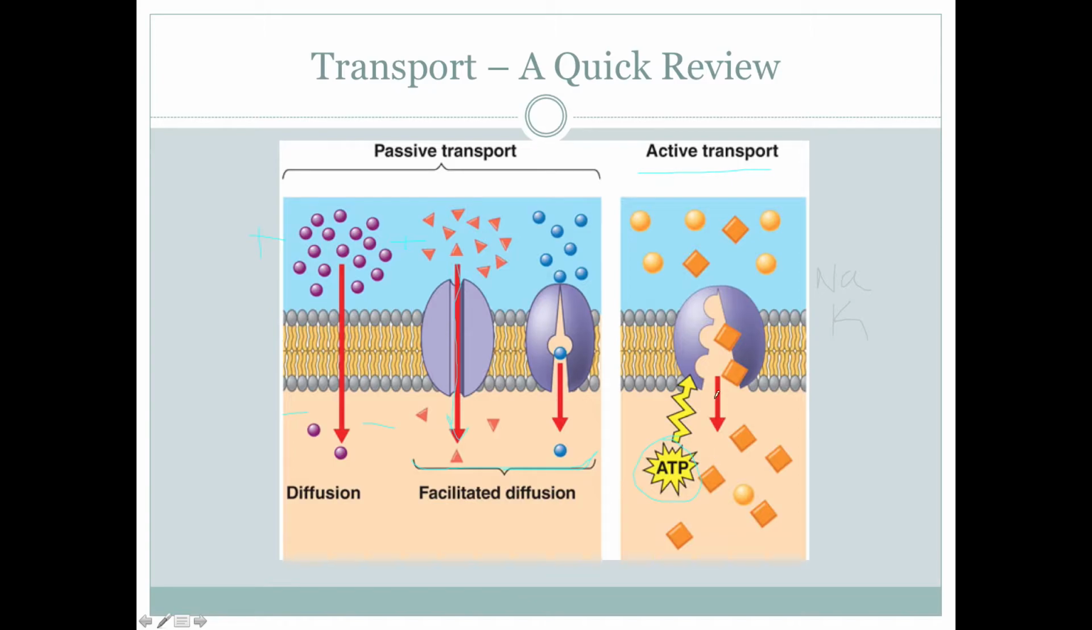So when things have to move against their concentration gradient, so remember things flow really easily high to low concentration. If we want to move them in the opposite direction, or if we want to have a tighter control over that movement, we have to use some form of energy.